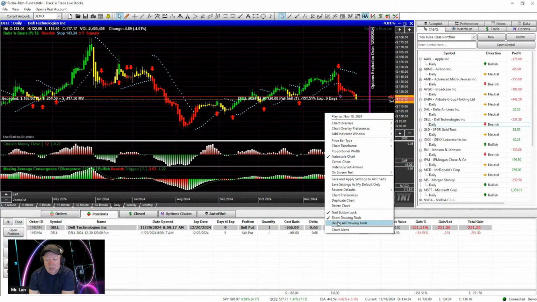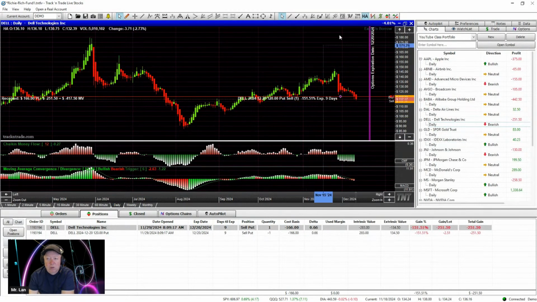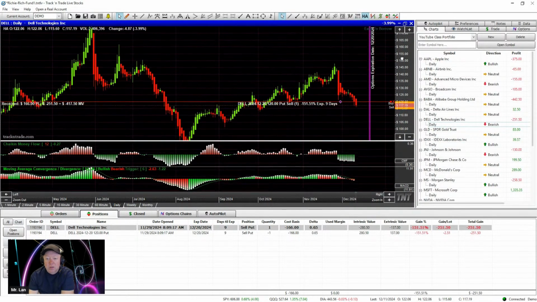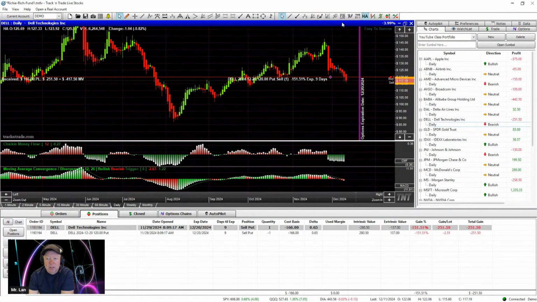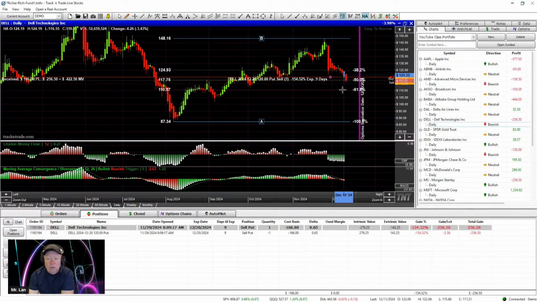So let's delete all our drawing tools. Let's turn off the bulls and bears again. Where's our Fibonacci? Where's our delta cone probability? Let's bring this in here. So if we go into our delta cone probability, Fibonacci ruler, we're right dead center right now.